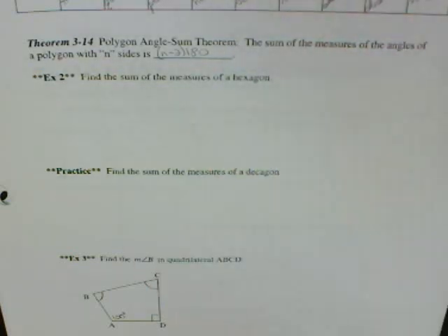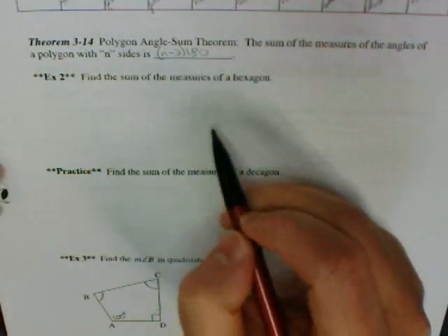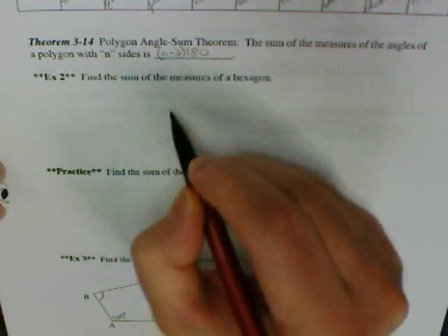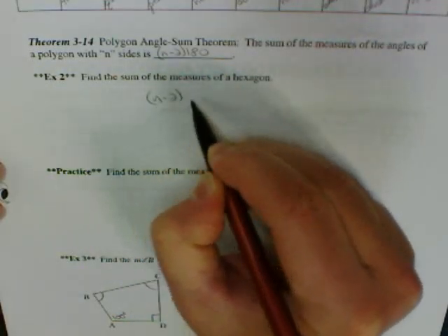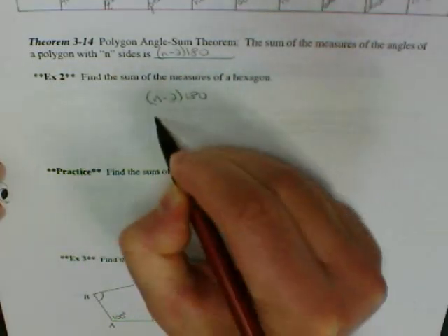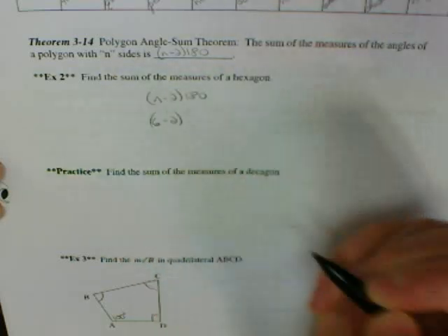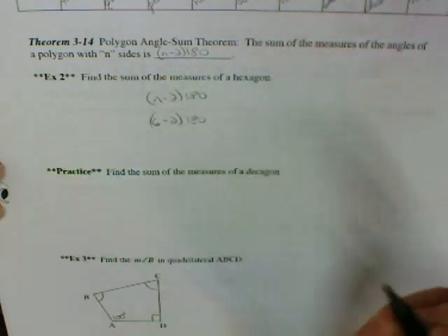Example 2 says find the sum of the measures of a hexagon. Well, a hexagon has 6 sides, we mentioned a minute ago, so we're going to put in 6 there. We're going to start with our little expression. We're going to put in 6 for n, because that's how many sides a hexagon has. And now you want to calculate.